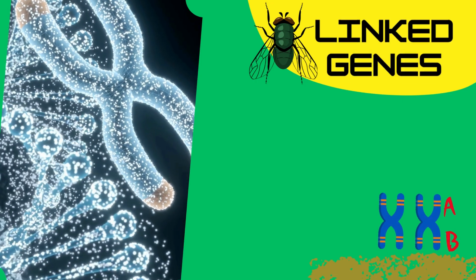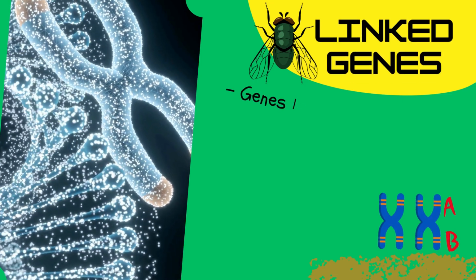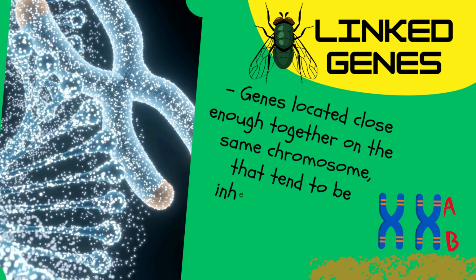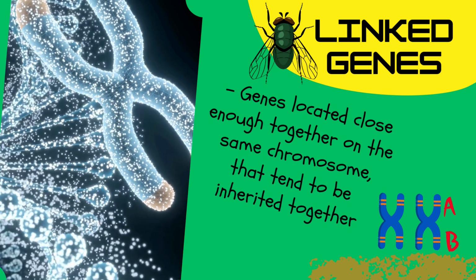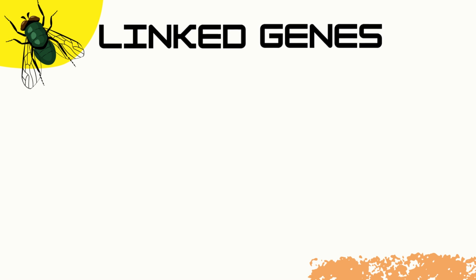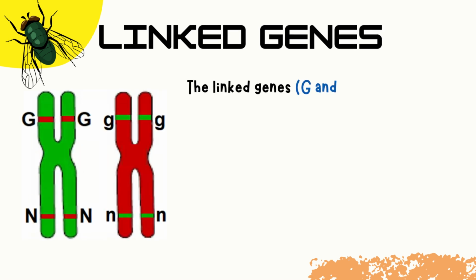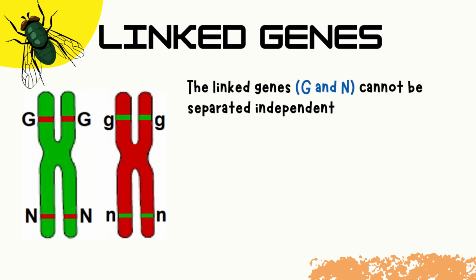Now let's learn about linked genes. Linked genes refer to genes that are located close together on the same chromosome and tend to be inherited together. For example, gene G and gene N are located on the same chromosome, although at different loci. Since they are located on the same chromosome, they will tend to be inherited together and cannot assort independently during meiosis.